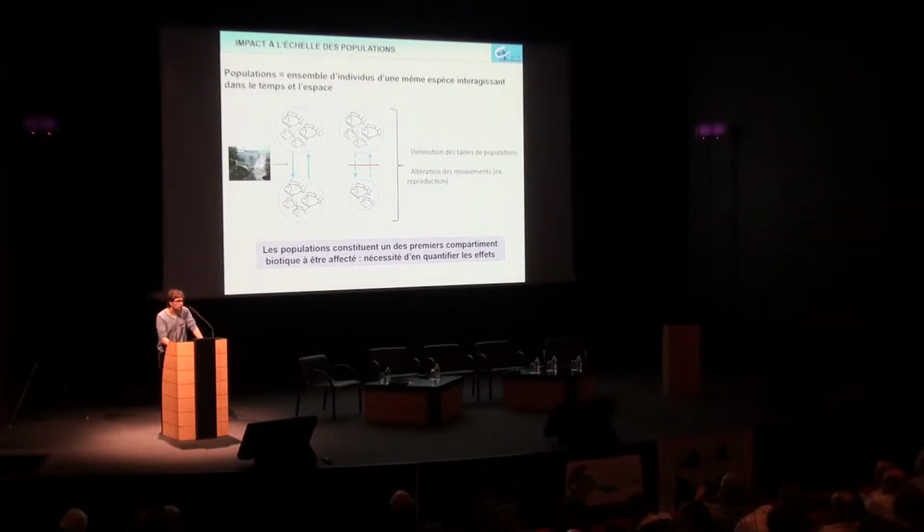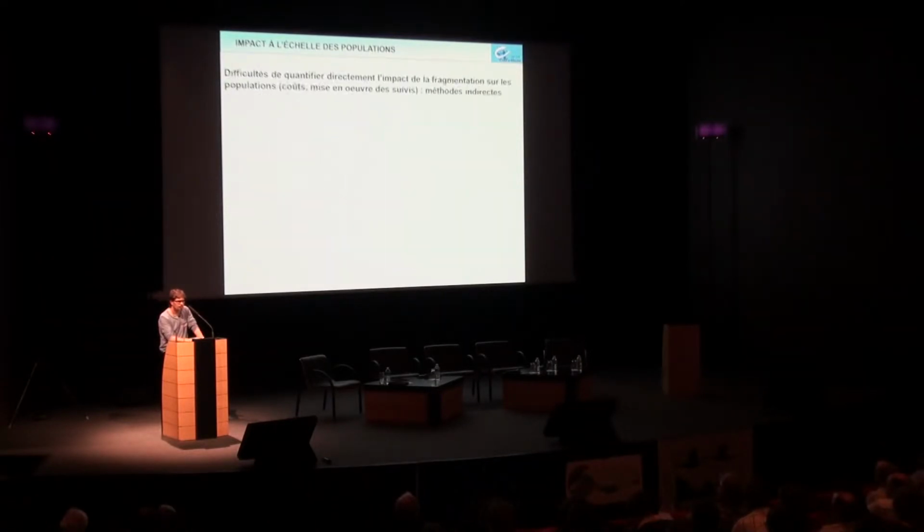With fragmentation, we can have two cumulative effects. First, the reduction of the size of the population, and second, the alteration of movements between the different habitats. Populations constitute one of the first biotic levels, so it is about identifying impacts and the potential for restoration.